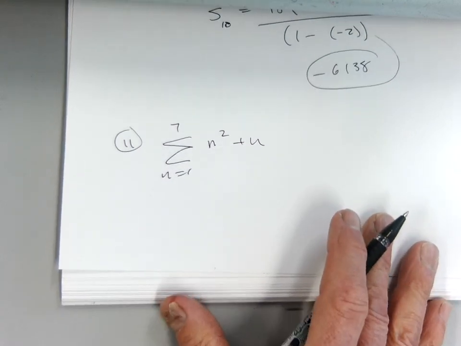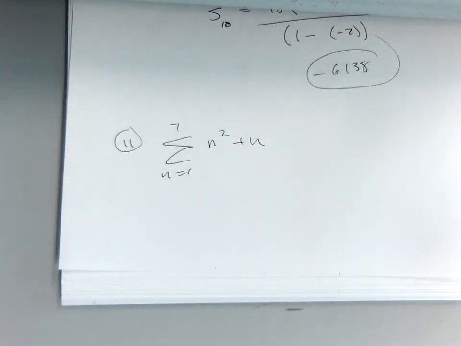There are 2 ways to do it, and either way is fine. One is going to take a while. The first way to do it is this. I don't want to do it this way, but I could go 1 squared plus 1 plus 2 squared plus 2 plus 3 squared plus 3 plus 4 squared plus 4 plus 5 squared plus 5 plus 6 squared plus 6 plus 7 squared plus 7. That'll work. See what I did? Nothing wrong with that.